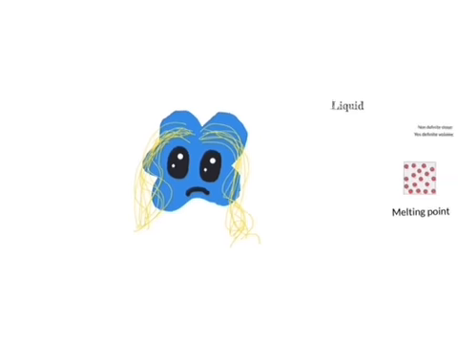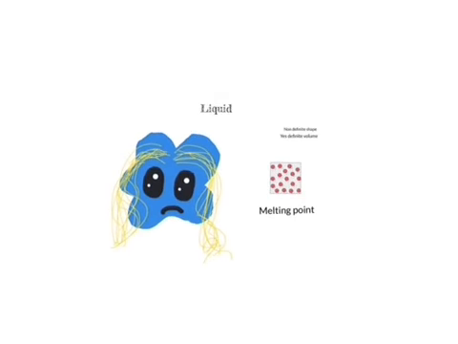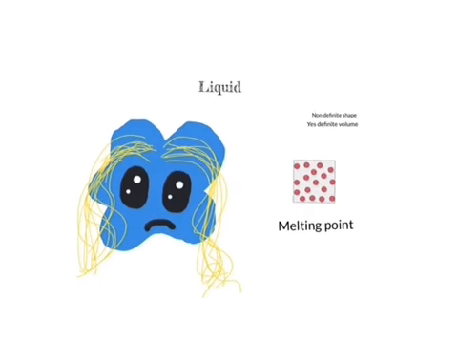Until one day, the power went off. And everything started to melt. Then all that was left was water. Now it means liquid. The process when a solid becomes liquid is called melting. And the point when a solid becomes liquid is called the melting point. Liquids have a non-definite shape, but a definite volume.